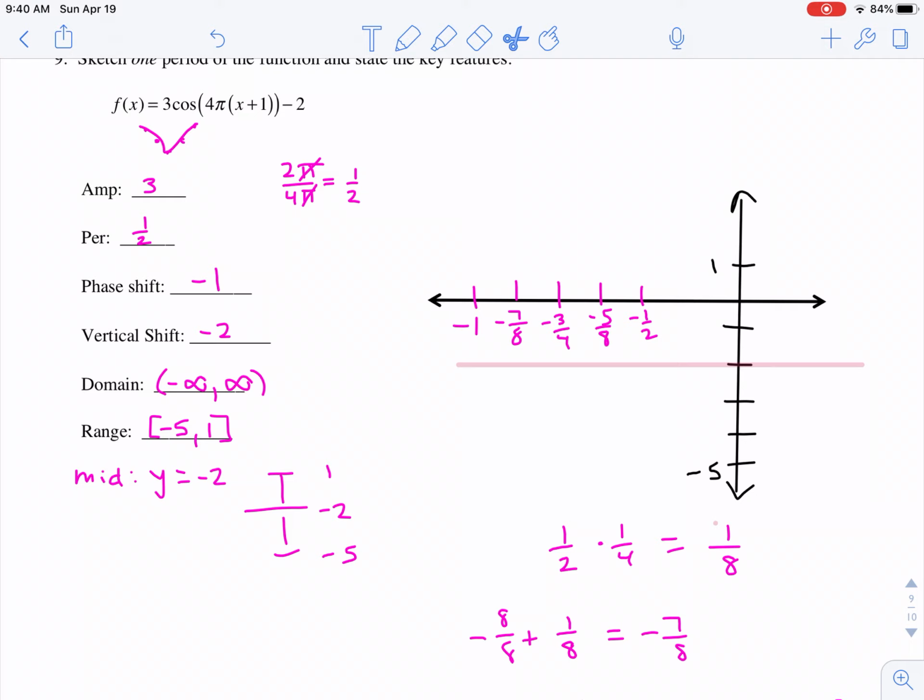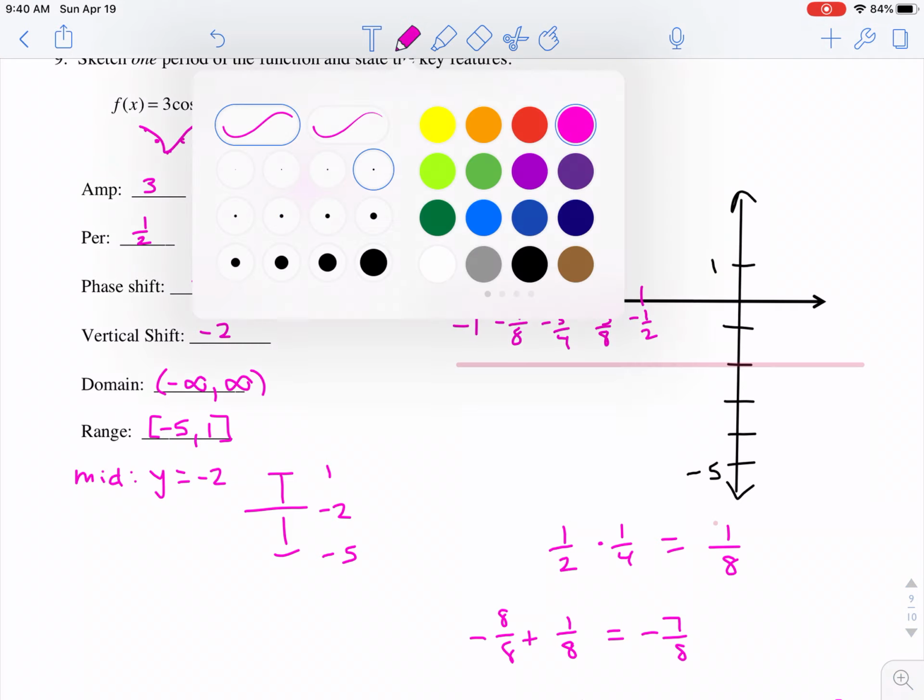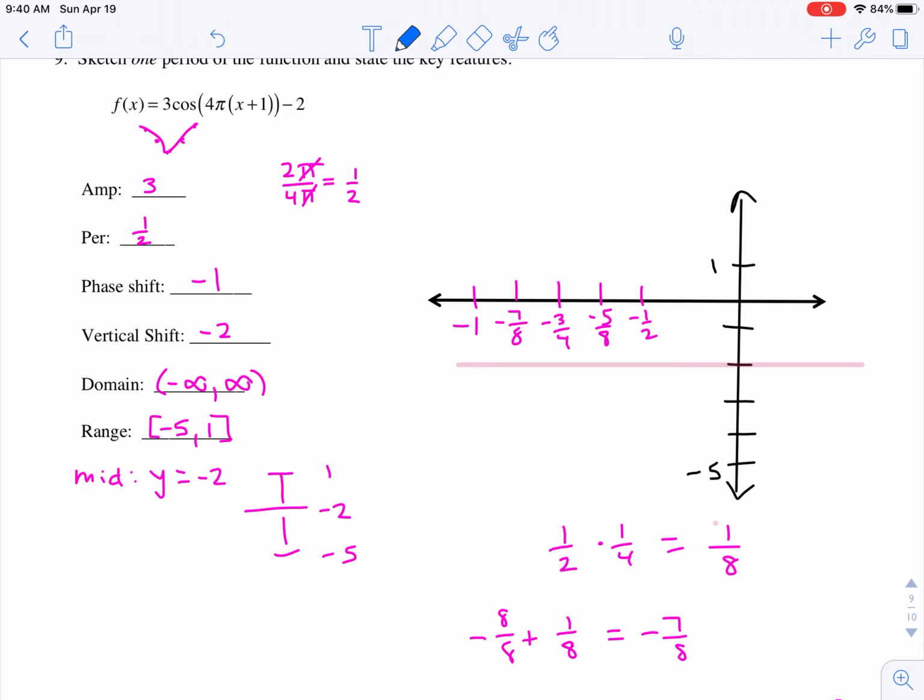Okay, so now I have my midline, I have my maximum and my minimum, and I am just going to draw this right in. So we have an amplitude of 3. Let's see, I'm starting at my maximum. So here's my max, here's my midline, here's my minimum, back to my midline, back to my maximum. And I didn't do a very good job drawing this in, so let's try that one more time. There we go. Much better. So that's how we could draw a graph that has both a period change and a phase shift.